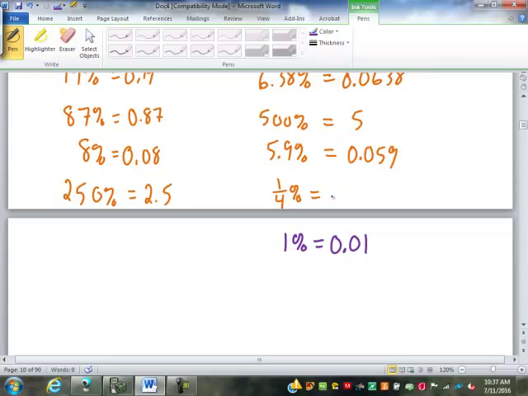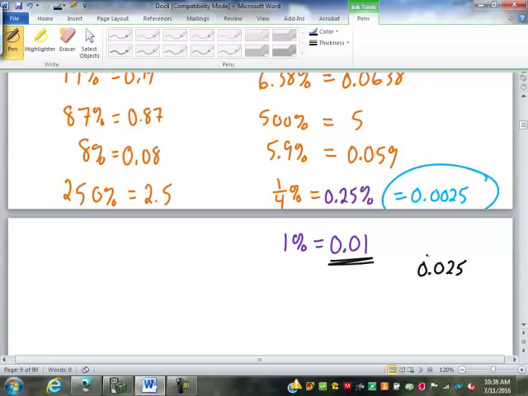0.025? Close. 1/4% is 0.25%. Now I divide by 100. I still have to move 2 more spots. That's 0.0025. So you had the right idea. Again, if you look at that, if you made it 0.025, that's still bigger than 1%, so that can't be correct.